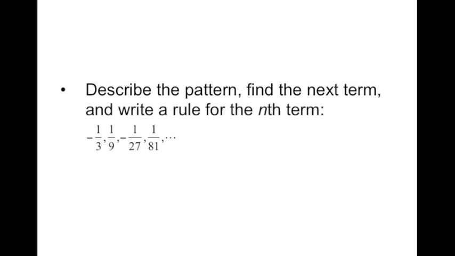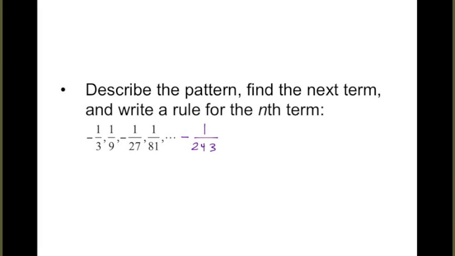What we want to do now is, given a sequence, describe the pattern, figure out what's going to come next, and then write a rule for the pattern. The rule for the pattern should look like these first types of problems that we had, where we could plug in numbers and create these terms. So first, when we describe it, just kind of in words, what do we see happening here? Okay, so the bottoms are multiplying by 3, and there's negative switching going on. All right, so what's going to come next? A negative 1 over 243 is going to come next.